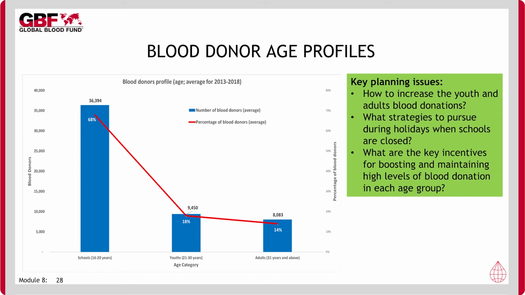How can we increase youth and adult blood donations? What strategies should be pursued during school holidays when stocks are likely to fall? What are the key incentives for boosting and maintaining high levels of blood donation in each age group? The planning exercise should then be tasked to consider and formulate strategies to address these key issues.